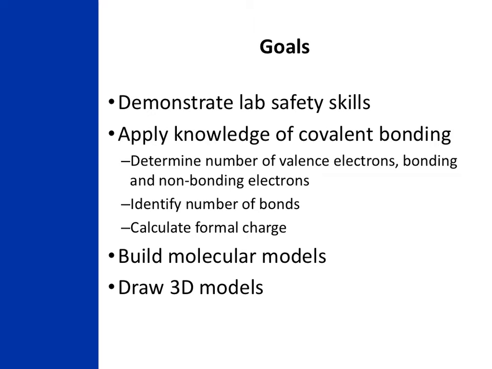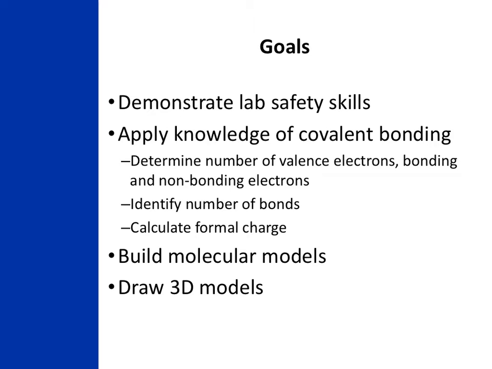We are going to, of course, apply our knowledge of covalent bonding. So we're going to be looking at the number of valence electrons that individual atoms have, how those atoms come together and form bonds. We're going to look at whether or not the electrons that are involved in that bonding is going to form bonding pairs or non-bonding pairs of electrons. We're going to figure out how many bonds are formed, of course, calculate some formal charges to make sure we've got the right connectivity that's going to result in the lowest energy structure.